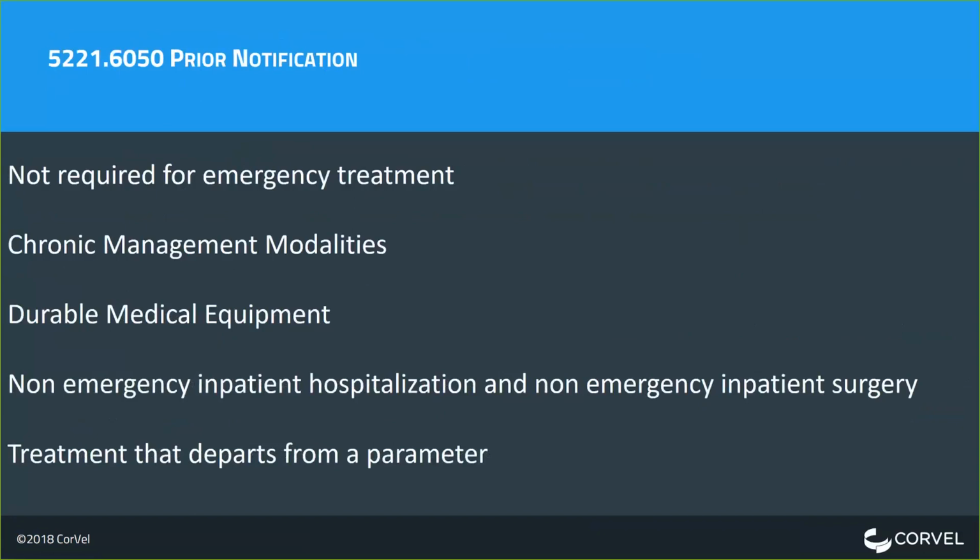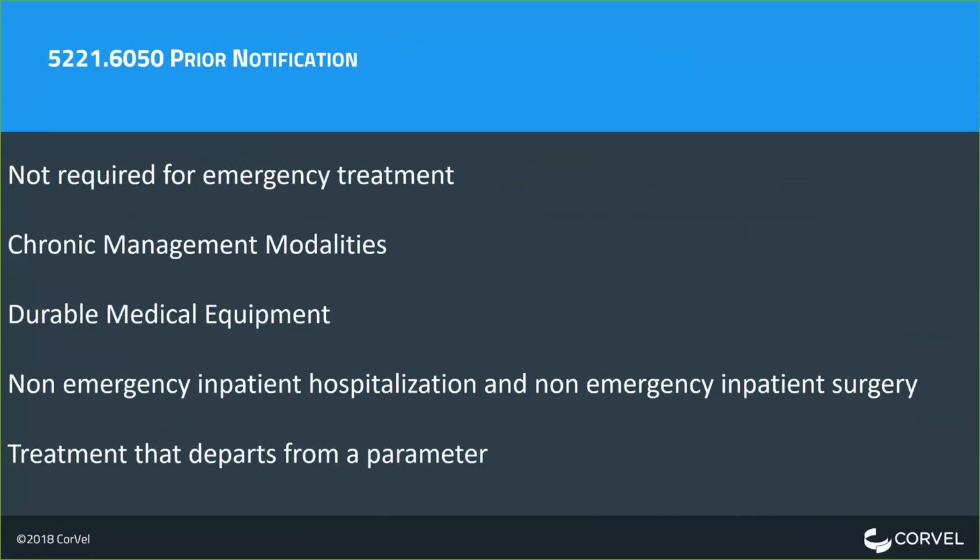Also in Chapter 5221, Section 6050, there are some rules regarding prior notification. Prior notification to the insurer from the provider is not required for all treatments. I have some of the exceptions or requirements listed here. First of all, it's not required for emergency treatment. So somebody who needs emergency treatment, you don't need to give prior notification for that. So emergency room treatment, et cetera.